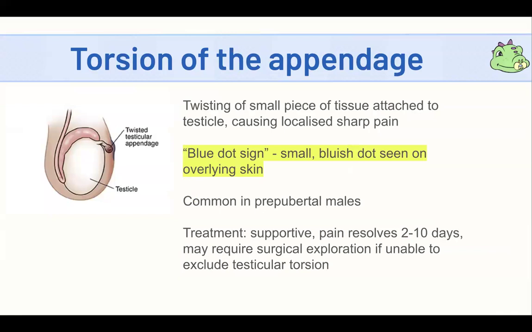So, next up is the torsion of the appendage. What that is, is a twisting of the small piece of tissue attached to the testicle, and that causes localized sharp pain. I like to think of it as like appendicitis, but for the testis. So there's something called the blue dot sign, which is like a physical examination sign. So you might see a small bluish dot on the overlying skin of the testis, and it's more common in prepubertal males.